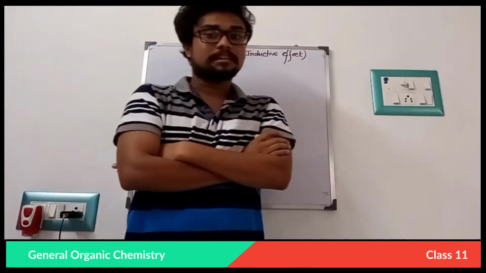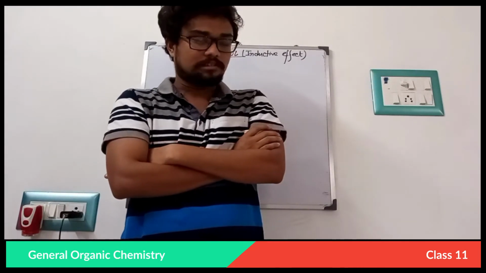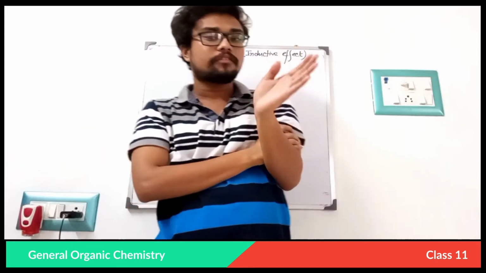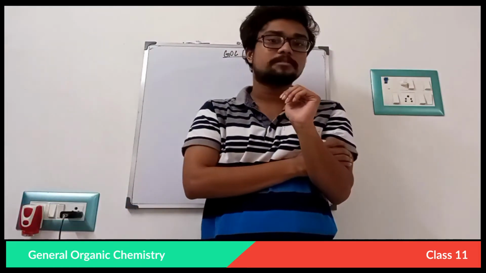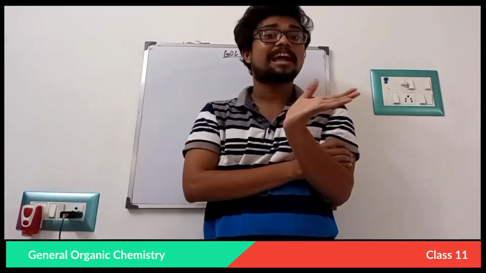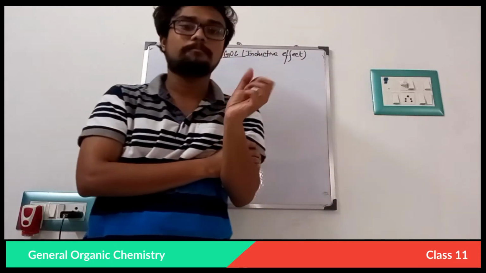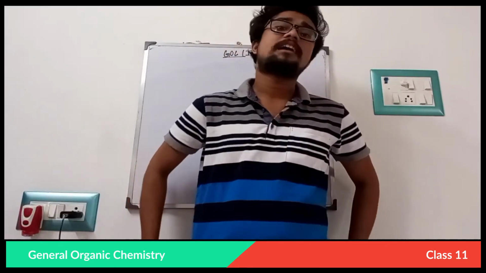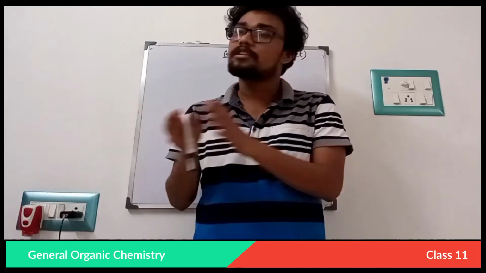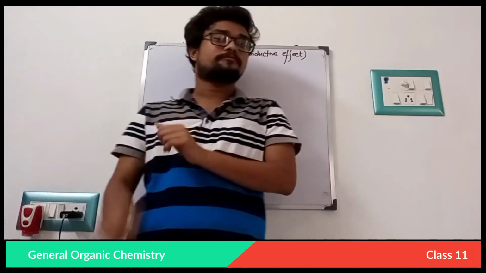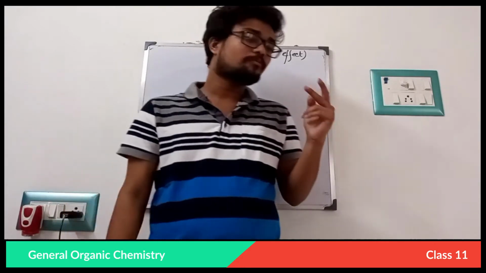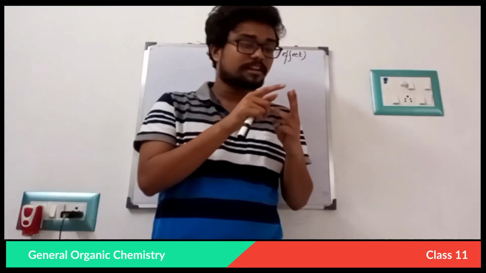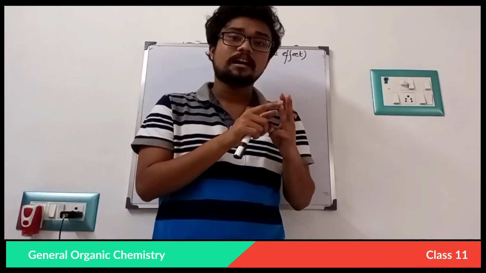In the previous class, I started general organic chemistry. In the first class, I classified the electron displacement effects, which control the reaction part of organic compounds or organic reactions. First is the permanent effect, second is the temporary effect. In the permanent effect, there are three major effects: one is the inductive effect, second is resonance, third is hyperconjugation.